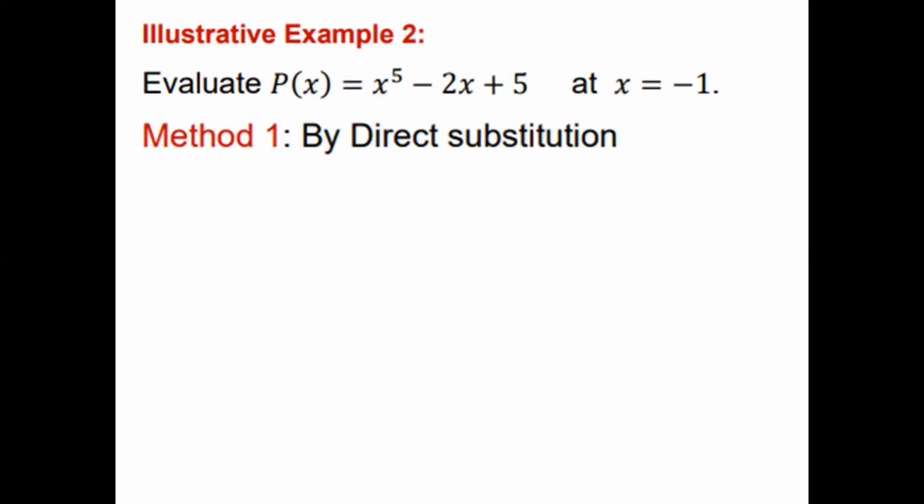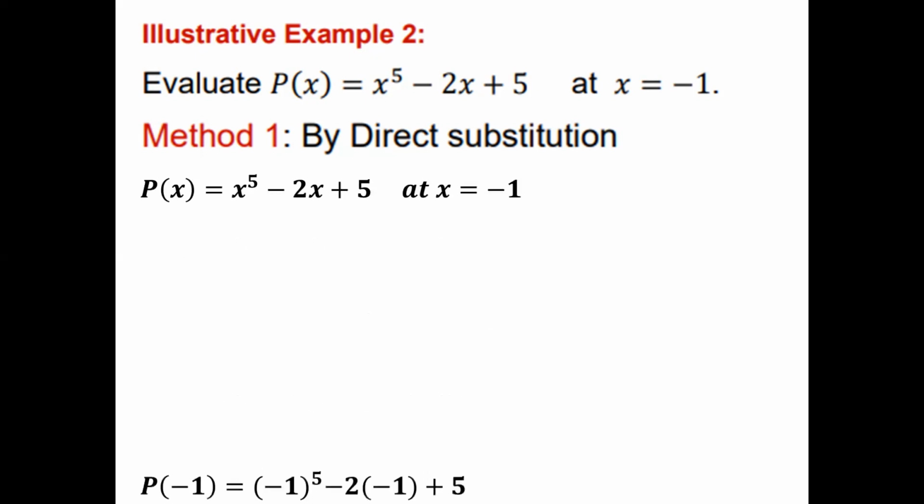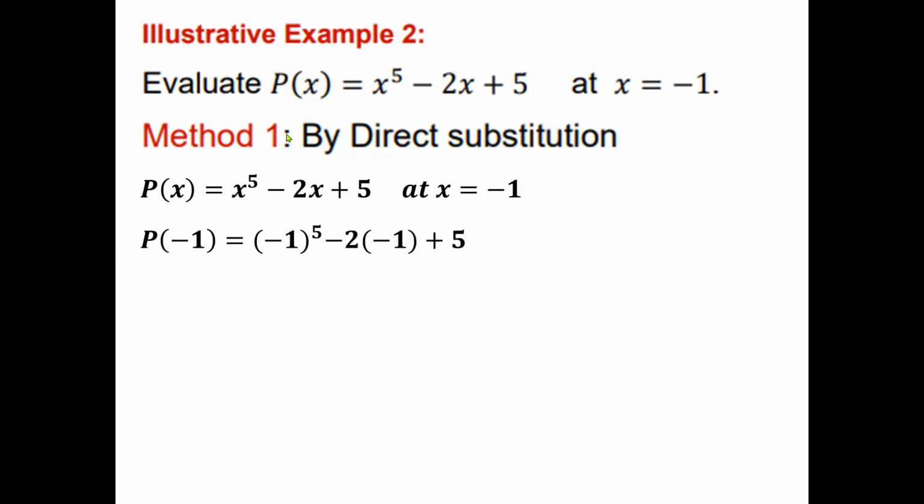So, example number 2. P of x is equal to x to the 5 minus 2x plus 5 at x equals to negative 1. Actually, binigay ng halimbawa yan ni sir, no? So, ang hahanapin natin dyan, P of negative 1. Dahil P of negative 1 ang hinahanap natin, ang ibig lang sabihin niyan, lahat ng mga x na nakikita natin sa ating polynomial, mapapalitan lang ng negative 1.